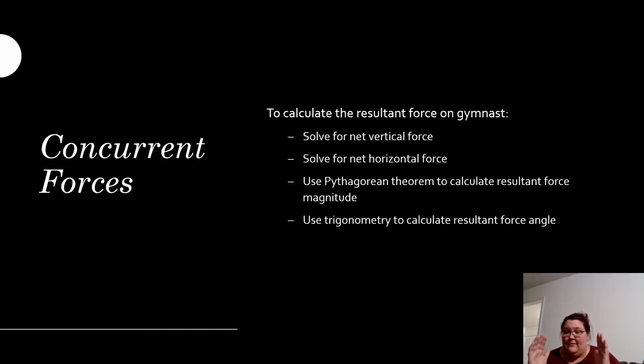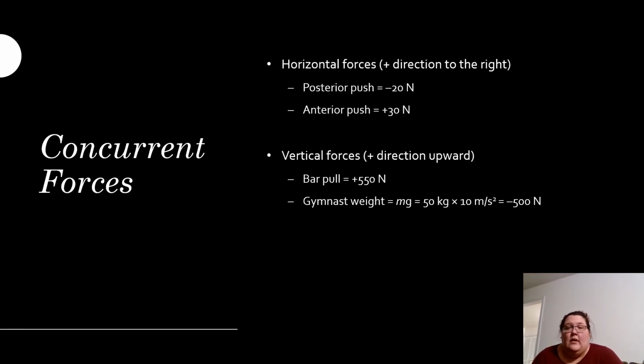So if you're applying enough force front to back, I get static. If I don't apply enough force front to back, we're going to get a swing, the start of that rotation. All right, so still talking about our gymnast, the horizontal forces, that posterior push was -20, our anterior push was +30. We also had our vertical forces, so they were holding onto the bar with +500 newtons of force, and then their weight was pulling down with -500 newtons of force. We figured out the weight because the gymnast was 50 kilograms, and we just did a quick estimate of 10 meters per second squared for the acceleration due to gravity.